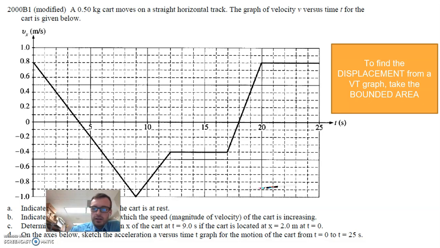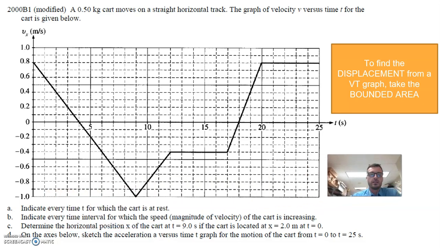All right, this one is a beast. All right, to find the displacement, so let's take a look. Indicate every time for which the cart is at rest. Remember what I said at the beginning of the video. What kind of graph are you looking at? That's going to matter. Because when are you at rest?